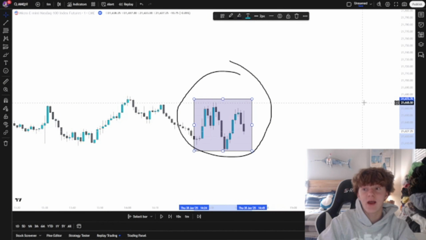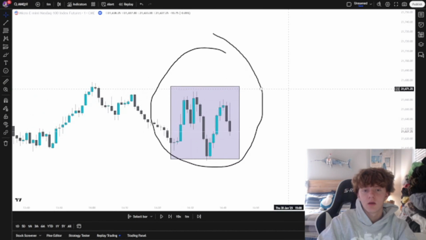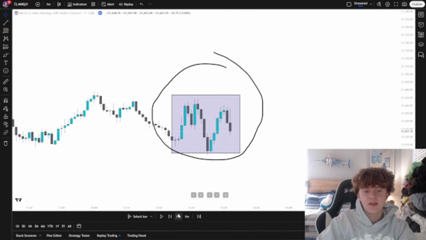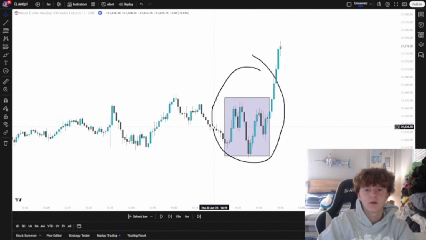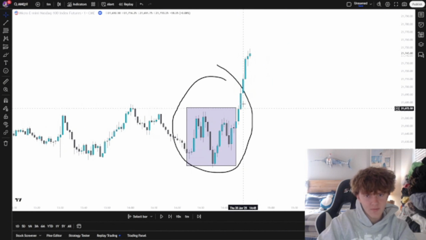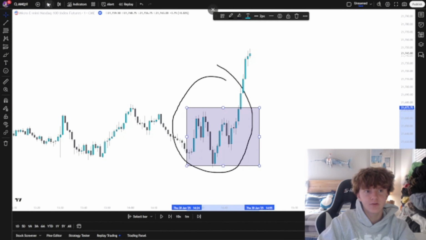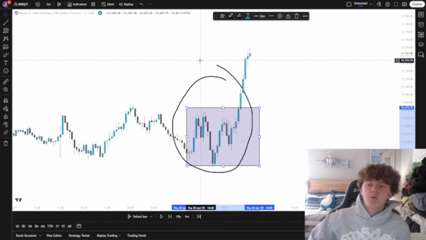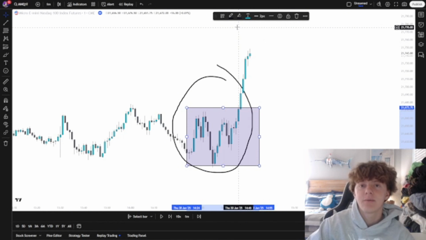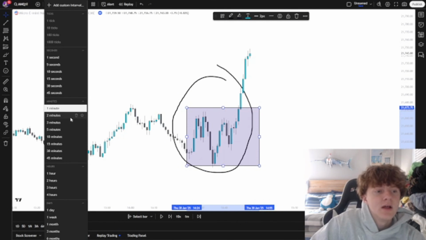Alright, so you guys have now made it. Let's go ahead and watch this move play out. As you can see here, we manipulated out of this consolidation zone. Now, to have that A+ setup, we need to have it test into a higher time frame PD array.